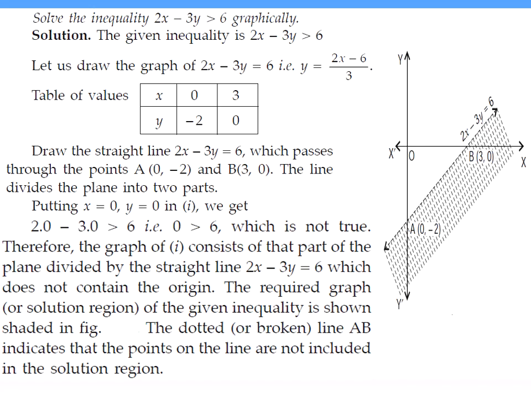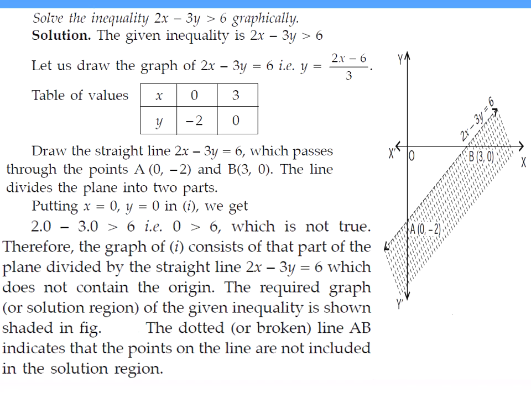If I put x equal to 0 and y equal to 0 in 2x minus 3y greater than 6, we get the result 0 is greater than 6. But we know that 0 is not greater than 6, so the statement is false. So we cannot consider the origin in the solution region. So we cannot consider the upper half plane. We need to consider the lower half plane.